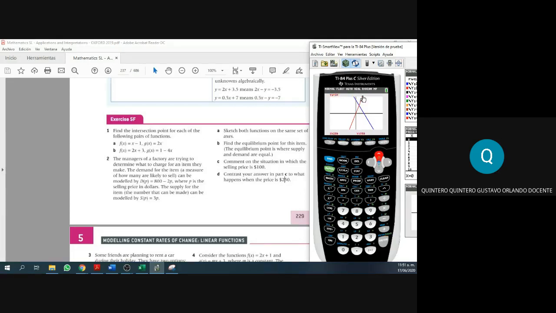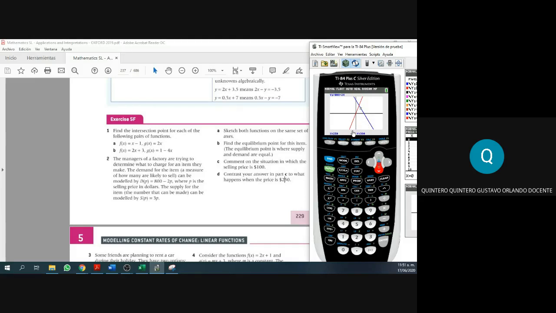But the supply is a lot higher. If we ask for $250 for each item, we can make 750 items. This is how many we can make. So we can make more than we can sell. Supply is higher than demand.